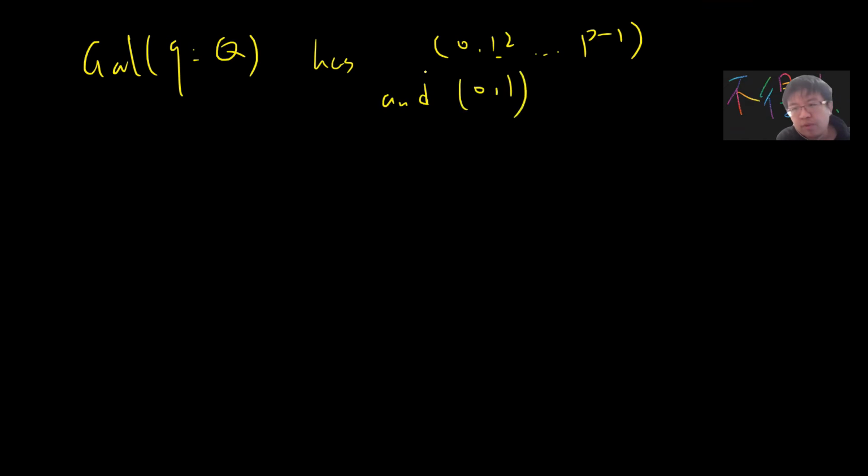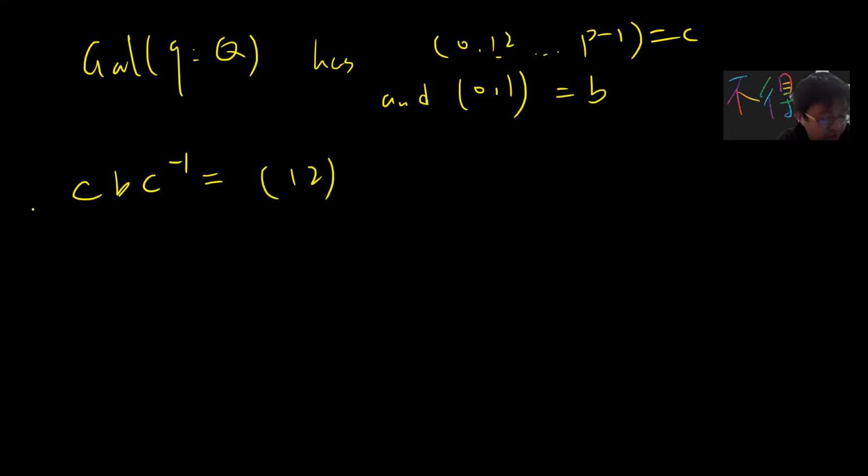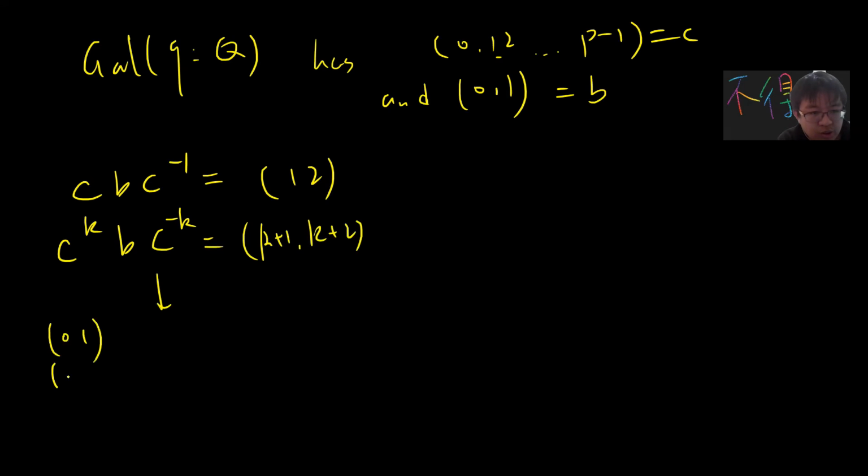Okay, so then it's a very standard result in group theory that you can start from this and construct your full symmetric group S_p. Let me just quickly prove it. So now the rest is trivial. You can check that, let's say this is c, and let's say this is b. If you do c b c inverse, then you get (1 2), and if you do c^k b c inverse^k, you get (k plus 1, k plus 2). So you can get (0 1), (1 2), up to (p minus 1, p minus 2).